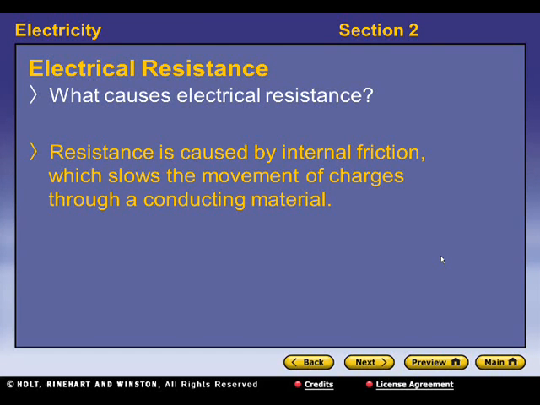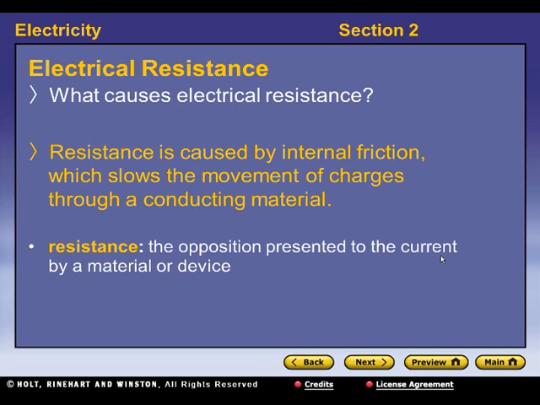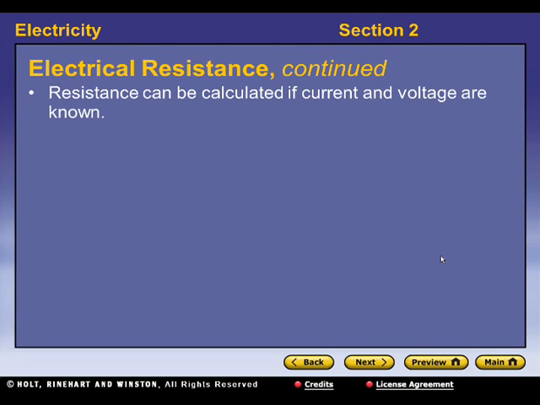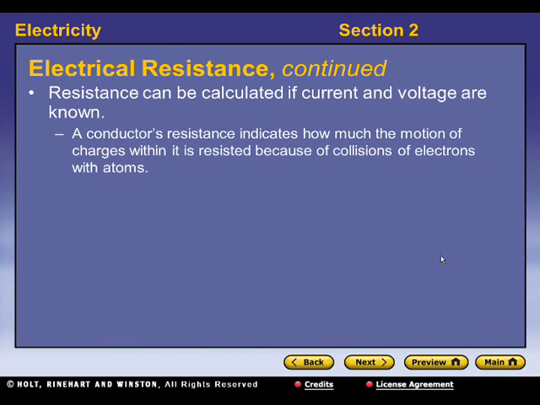Okay, so let's talk about electrical resistance. What actually causes electrical resistance? Basically, resistance is caused by internal friction, which slows the movement of charges through a conducting material. Resistance is defined as the opposition presented to current by a material or device. What actually happens is electrons are bouncing off of the atoms located in the material, kind of like a pinball machine. As they bounce around, that's what creates the resistance. That doesn't allow them to get through the material as quickly as they could.